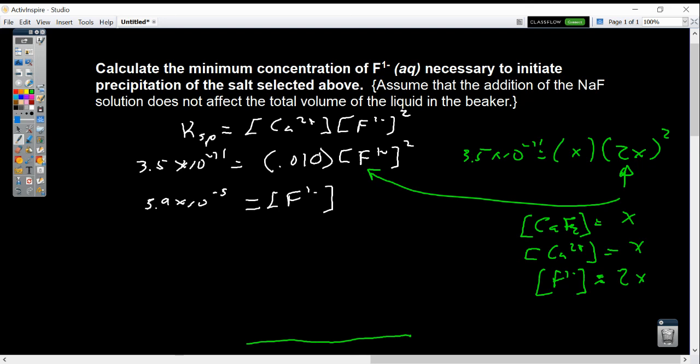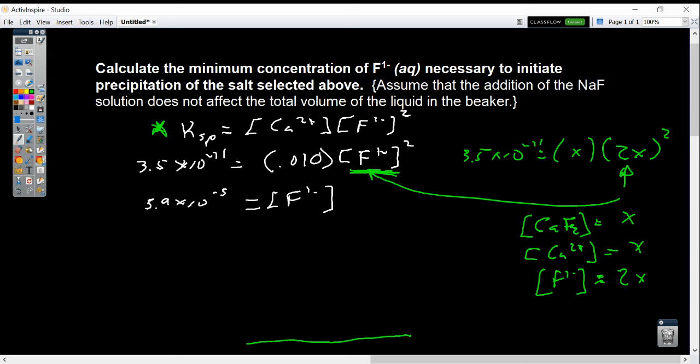We're not saying, what is the solubility of the fluoride in calcium fluoride? We're saying, if the KSP is this and calcium was this, what would be the concentration of the fluoride? So since we're solving for the concentration of fluoride, we're going to solve the KSP expression for the concentration of the fluoride. No X, no solubilities.